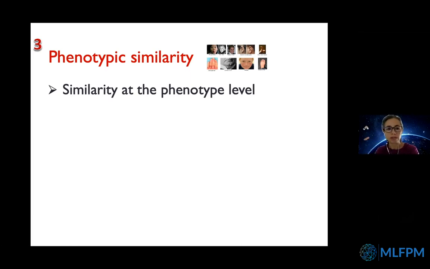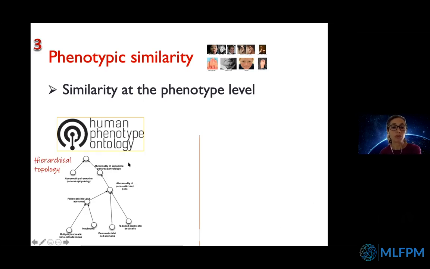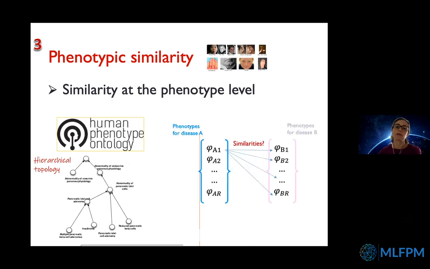So we implemented three ways to compute the similarity between diseases. We have one based on diagnosis and the meaning of the diagnosis. We have the one based on the genes. And now we also use one based on the phenotypic descriptions of the diseases. For that, we use the Human Phenotype Ontology, as this is a resource that provides descriptions of phenotypes for diseases. So each disease can be represented by a vector of phenotypes.